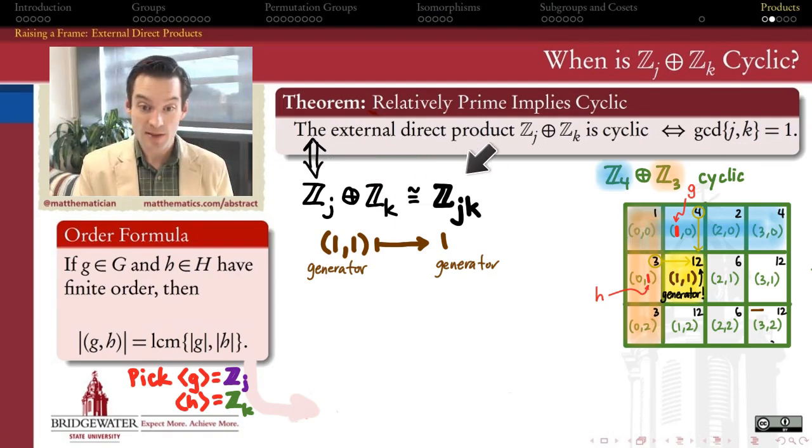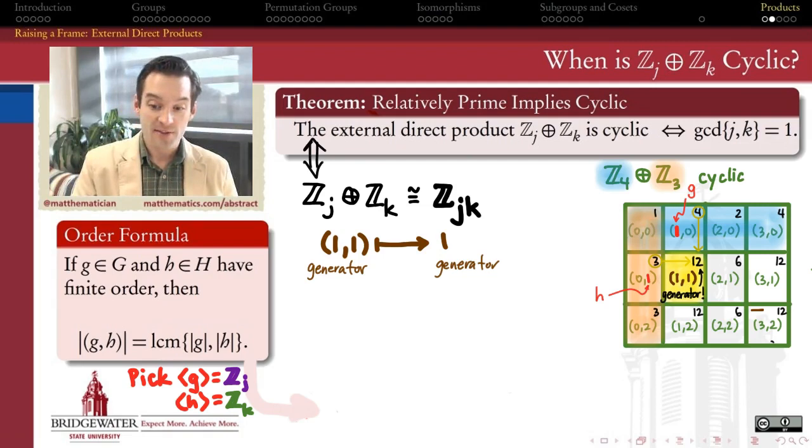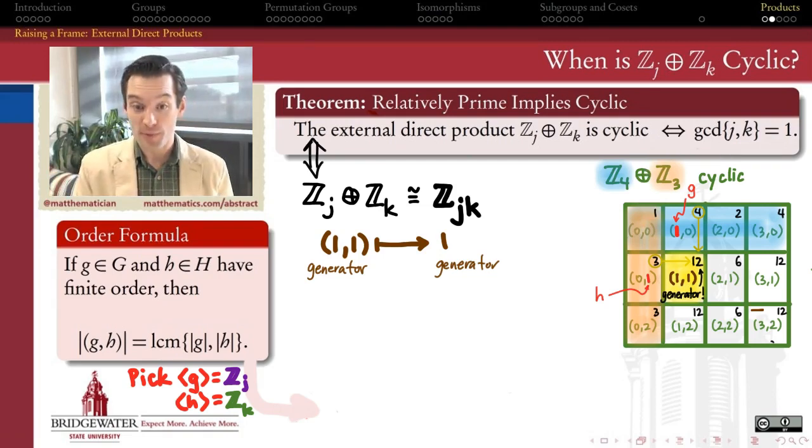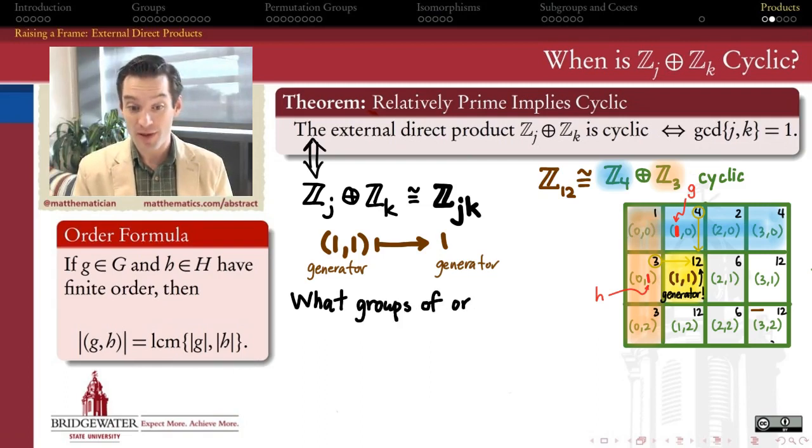But for some building blocks, in particular when their orders are relatively prime, when I combine them together using a direct product, I don't get some new kind of group. The result is again going to be cyclic, and its order is going to be the product of j and k. So for example, if my goal was to classify all of the finite abelian groups of order 12, and I ask myself, well, what about Z4 product Z3? What is that group exactly? Well, that group is isomorphic to Z mod 12.